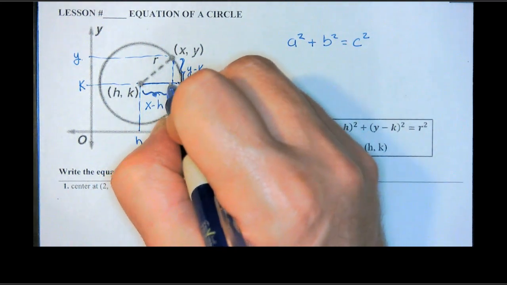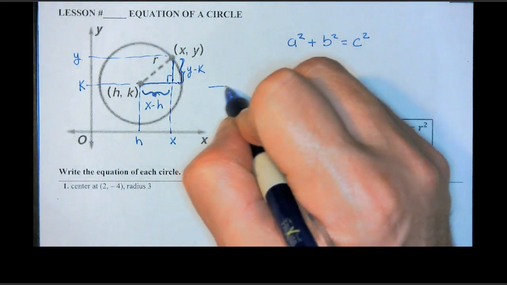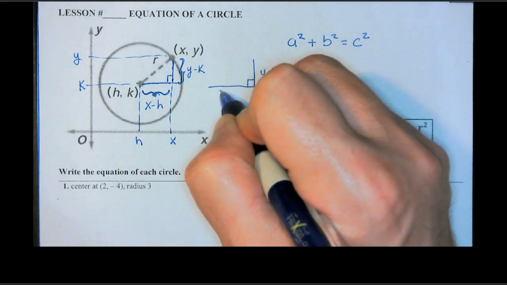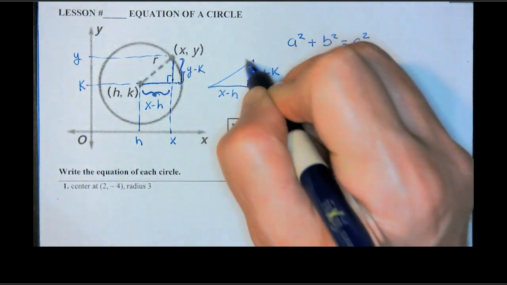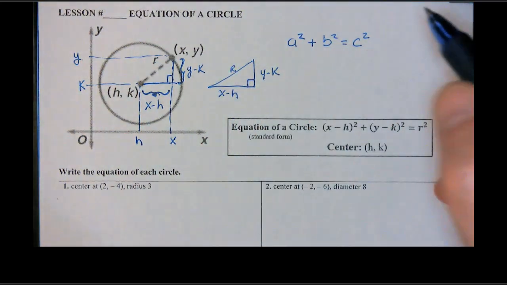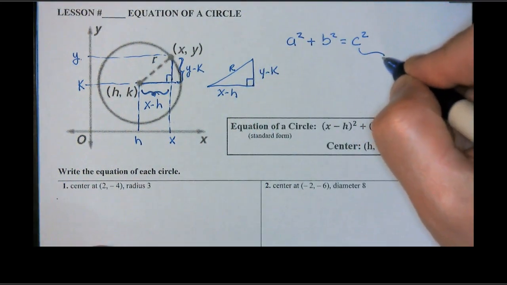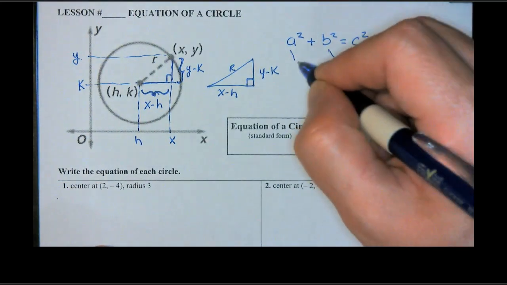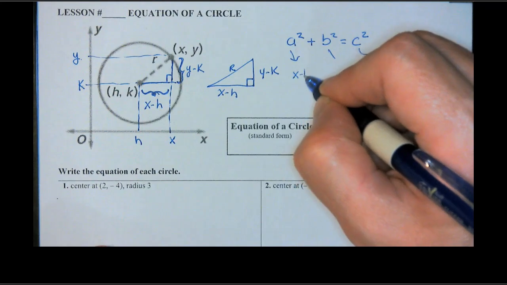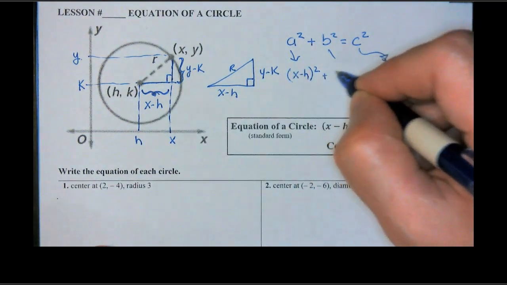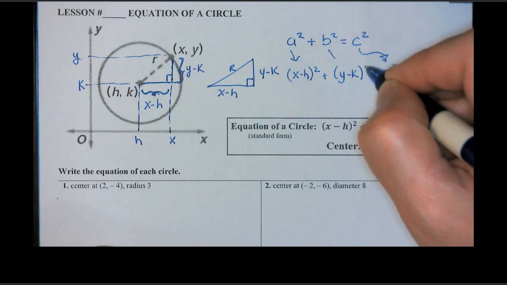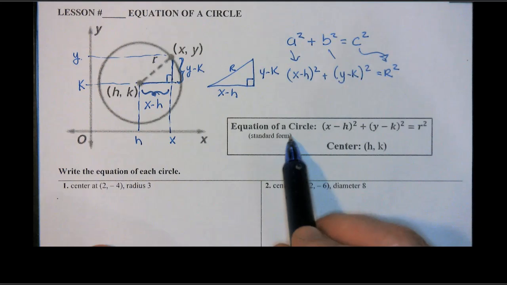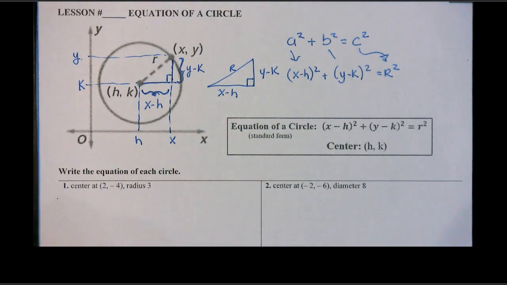If you notice, I have a right triangle right there, and this is y minus k, and this is x minus h. And this is your radius, which is the hypotenuse, so the radius squared. The other two sides would be x minus h squared plus y minus k squared. And that's how they came up with this formula for the equation of a circle with the center (h, k).